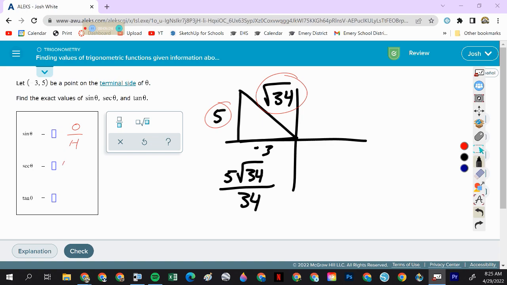Cosine is a over h. So secant would be h over a, which is root 34 over negative 3. Okay. And then tangent would be o over a, so it's just negative 5/3. Does that make sense? Yeah?